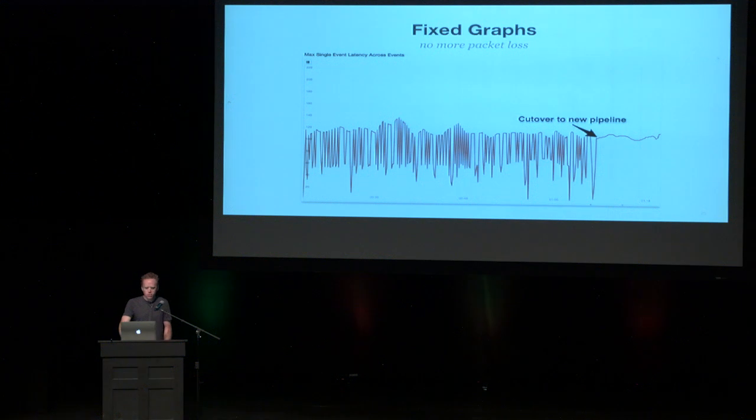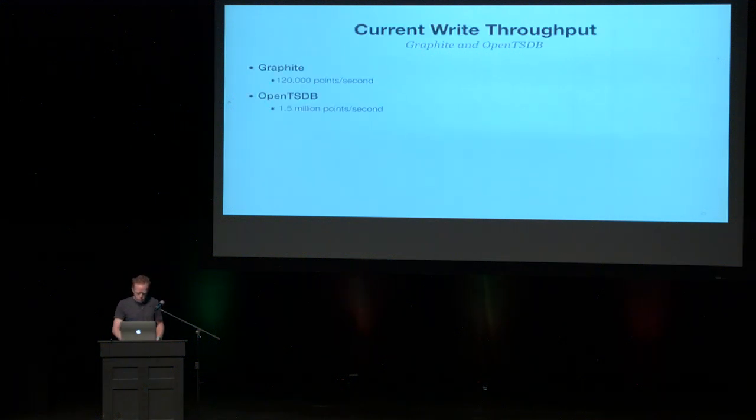How does this new pipeline scale? So right now, with this architecture, we're doing about 120,000 points per second in Graphite and 10 times that for OpenTSDB. At this point, we're trying not to add more metrics to Graphite, and we are replacing the high cardinality metrics in Graphite with OpenTSDB metrics.